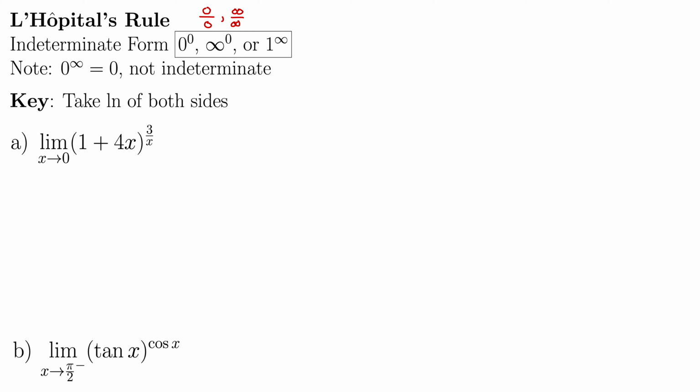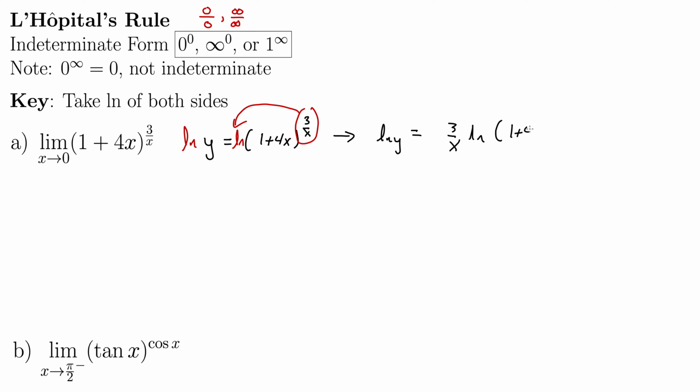Well, what do you mean both sides? There's only one side here. Well, the key is to essentially forget the limit for a second and just write this as y equals quantity 1 plus 4x to the 3 over x. Now we'll take the natural log of both sides. That's a common practice anytime we have a variable stuck in the exponent that we want to get down, which is what we have here. This then gives natural log y equals 3 over x natural log quantity 1 plus 4x. Okay, so there we dealt with that.